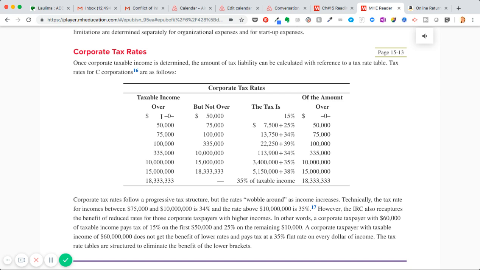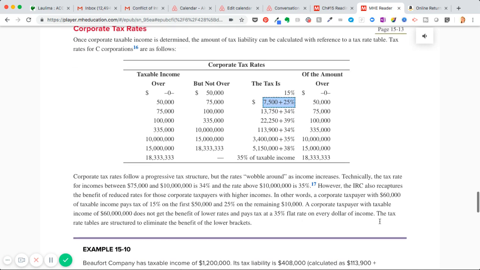So remember, the first 50,000 is still taxed at 15%, which is this 7,500. And then you add to that 25% of the amount over 50,000 up to $74,999. And then for 75 to 100, it goes to 34. So you can see these rates, right? These were very similar to individuals.